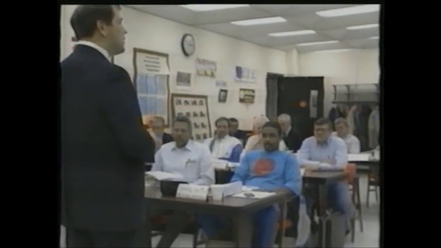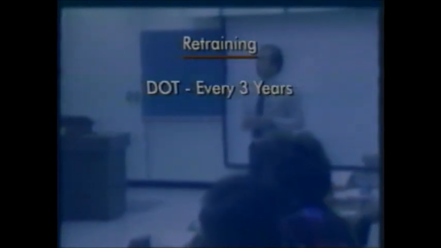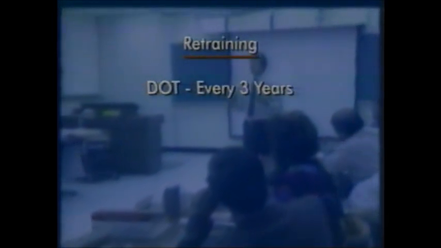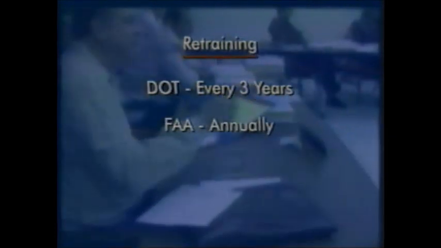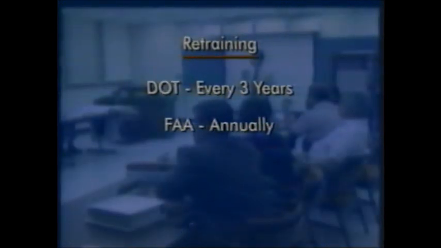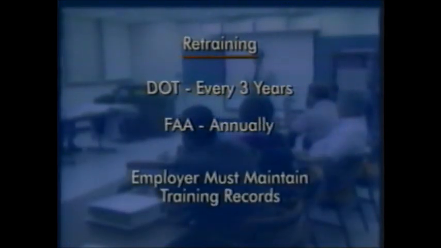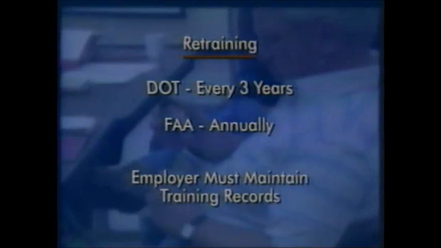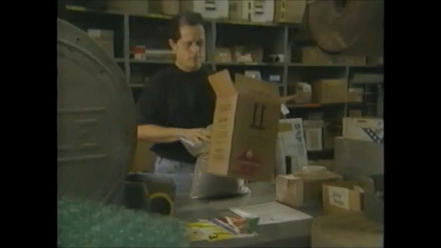If any regulatory requirements pertaining to a function the employee performs change, the employee must be retrained concerning that function immediately. DOT requires that hazmat employees be retrained and tested at least once every 3 years. However, the FAA, under 14 CFR, requires annual recurrent training for air carrier employees. Both DOT and FAA require the employer to maintain training records. Training is the best means of preventing hazmat incidents.